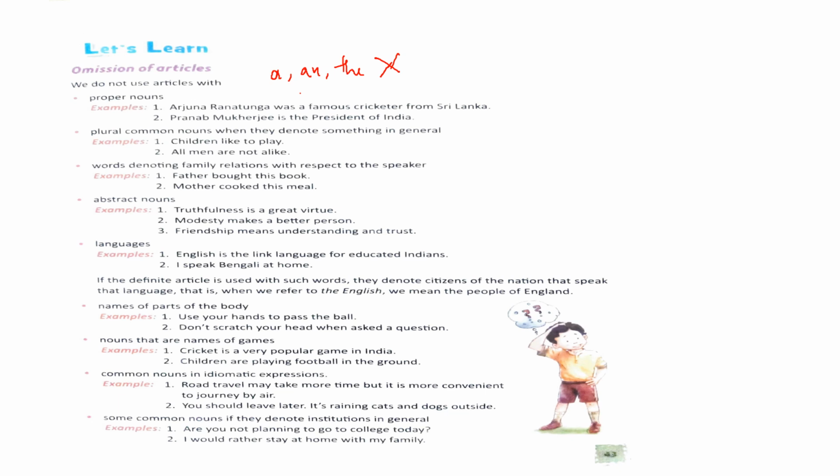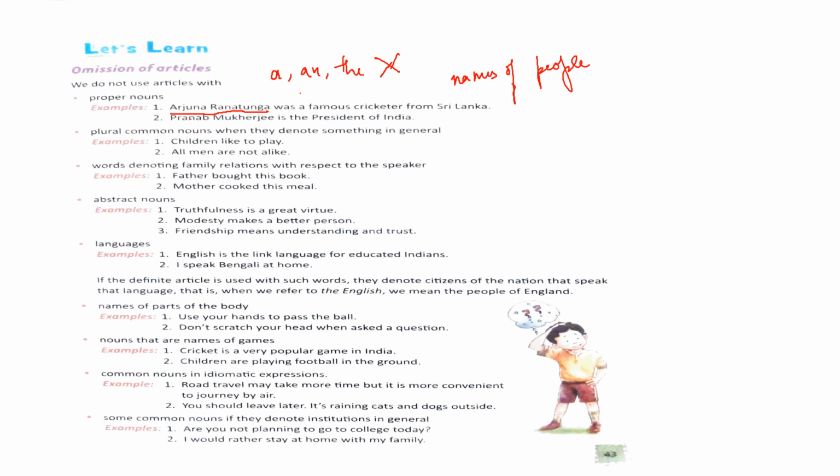So in general we can say we do not use any articles with names of people, particular names. For example, Arjuna Ranatunga was a famous cricketer from Sri Lanka. Now here Arjuna Ranatunga is the name of a particular person. So we do not use any of these articles. We cannot say the Arjuna Ranatunga. That would be incorrect. Similarly, the second one, Pranab Mukherjee is the president of India.